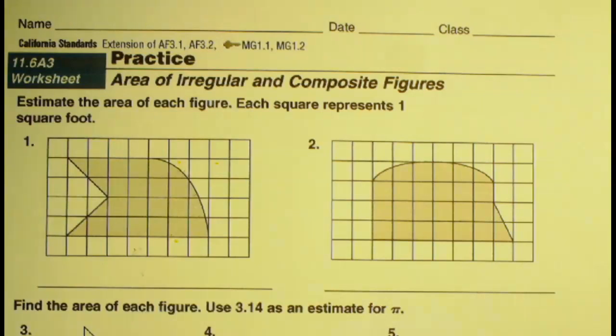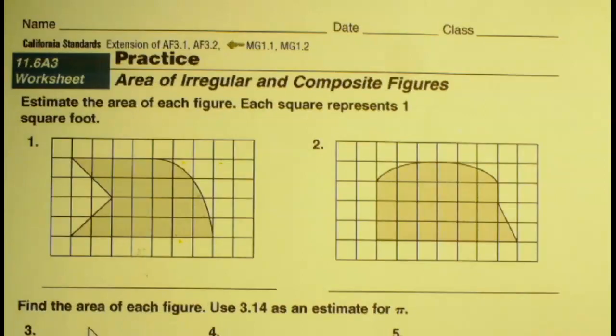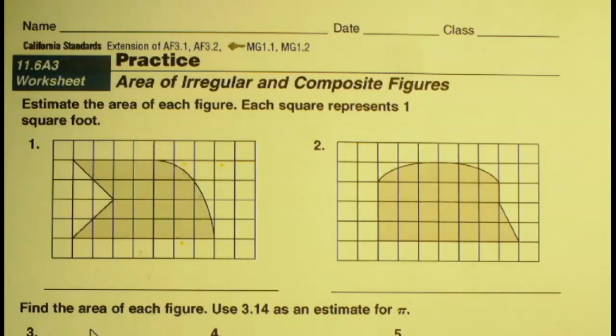This target is finding the area of irregular and composite figures. The first part of the sheet is going to be like the first part of the quiz, where you have to estimate the area of a couple of different irregular shapes. And then in the second part, you'll have to find the exact area of some composite shapes.